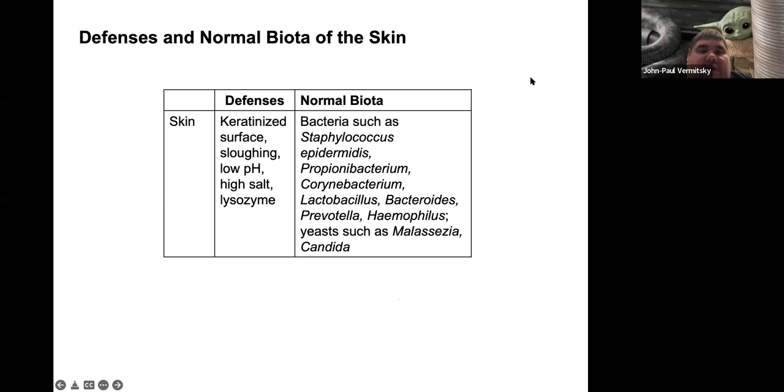So if we look at the skin, our defense mechanisms are keratinized surfaces, constantly sloughing off the layers of the skin, low pH, high salt, and these antimicrobial proteins. Normal microbiota include staph species and Propionibacterium species, which causes acne. Then you can have specific species like yeast, like Candida species, that can be found on the surface as well.